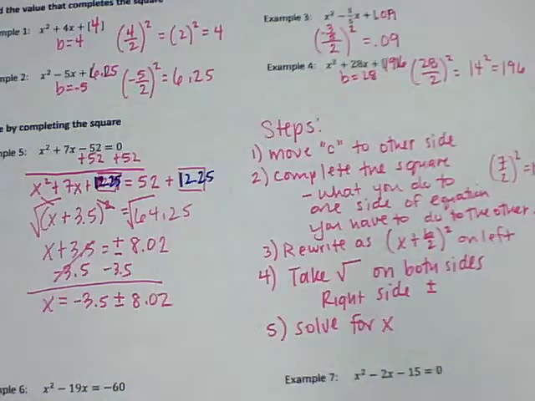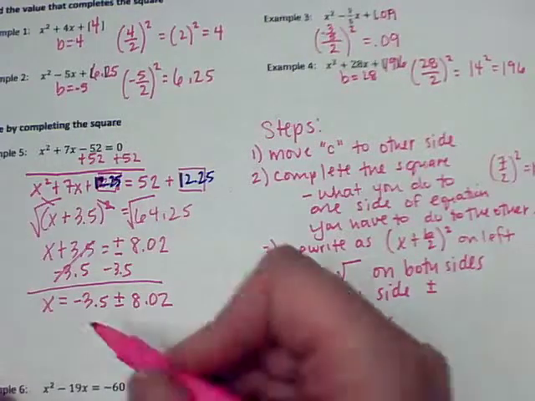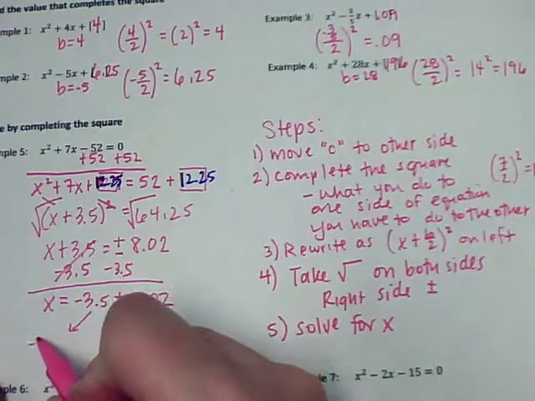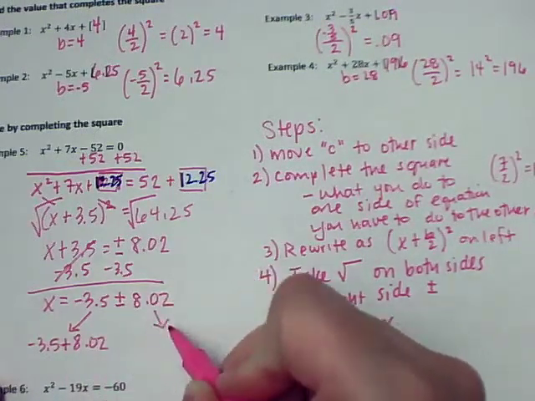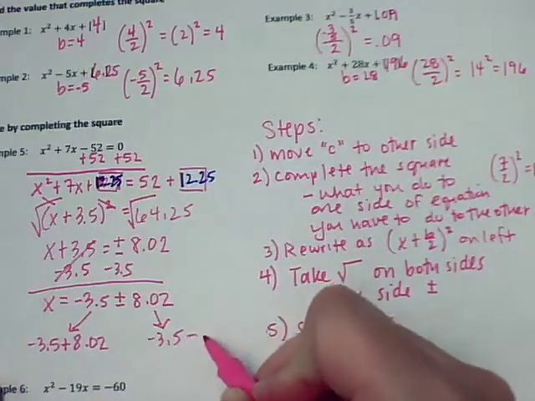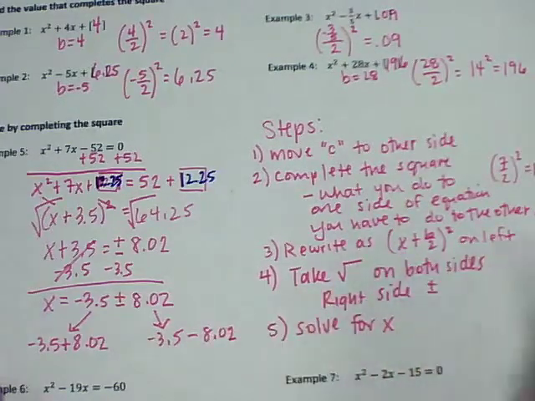This looks similar to when we did the quadratic formula and we had the plus or minus. Whenever we have the plus or minus, you have to split it up into two different things. So I'm going to have the plus version, negative 3.5 plus 8.02, and the minus version, negative 3.5 minus 8.02.